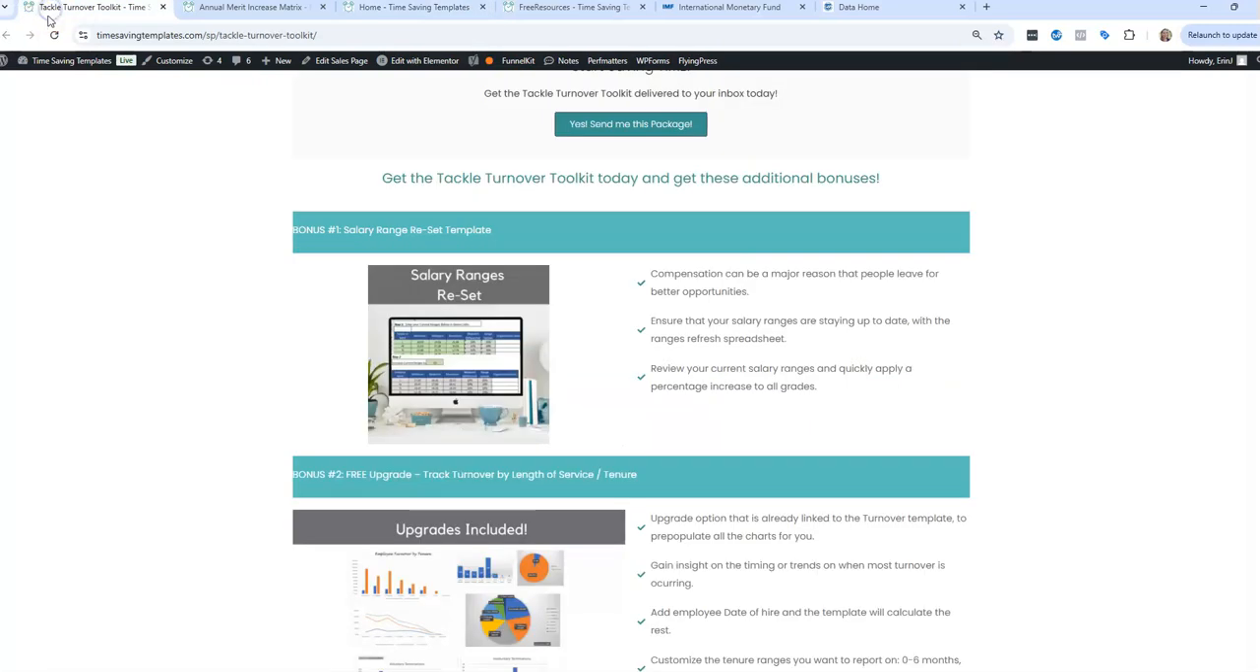So a couple of ways that I had mentioned in the previous video was using the salary ranges reset template to just refresh your salary ranges if you want to take inflation into consideration. Doesn't mean you're just taking the inflation rate and automatically increasing your ranges. There's a lot of factors to consider.